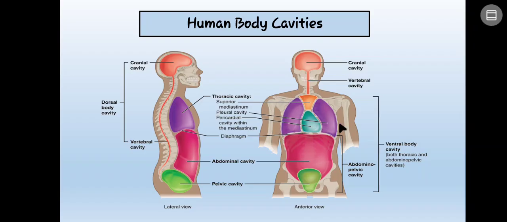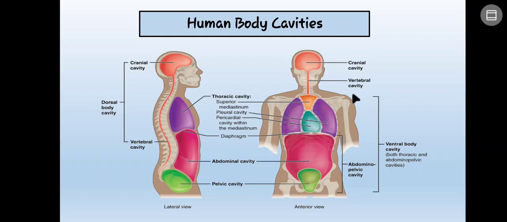So the thoracic cavity can further be divided into the pleural cavity where the lungs are, and the pericardial cavity. So we have the pleural cavity over here, and then we have the mediastinum, and within the mediastinum we have the pericardial cavity. In the same way, the abdominopelvic cavity can further be divided into the abdominal cavity and then the pelvic cavity.